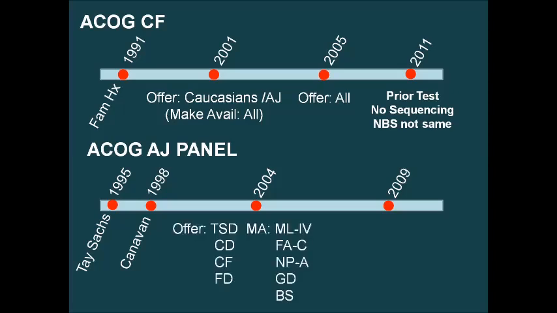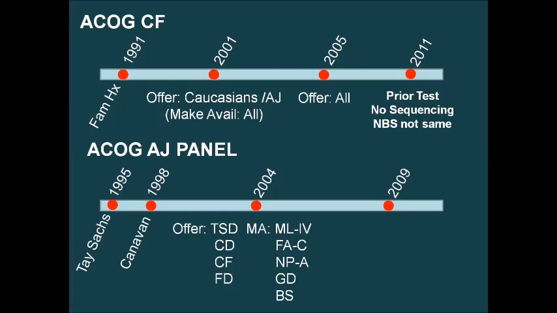And in 2004, the concept was that screening for four conditions, Tay-Sachs, Canavan's, cystic fibrosis, and familial dysautonomia ought to be offered to patients, and patients should have available to them or be offered the opportunity to have additional disorders screened for: mucolipidosis type 4, Fanconi's anemia type C, Niemann-Pick, Gaucher's, and Bloom's syndrome should be offered to those patients.